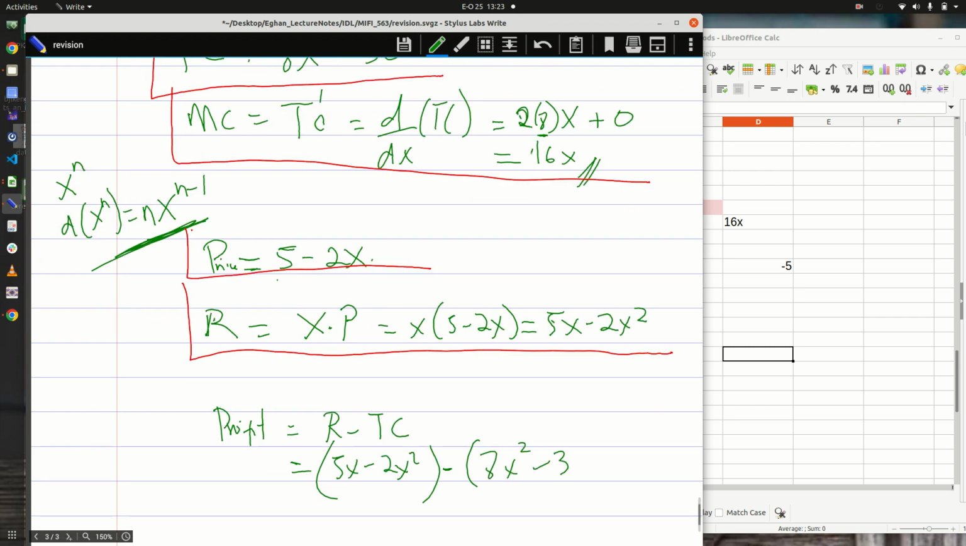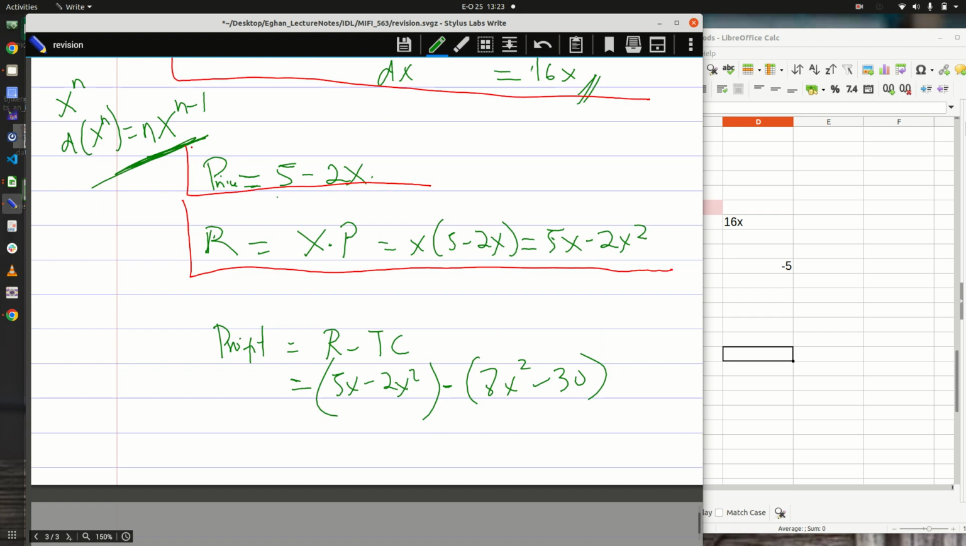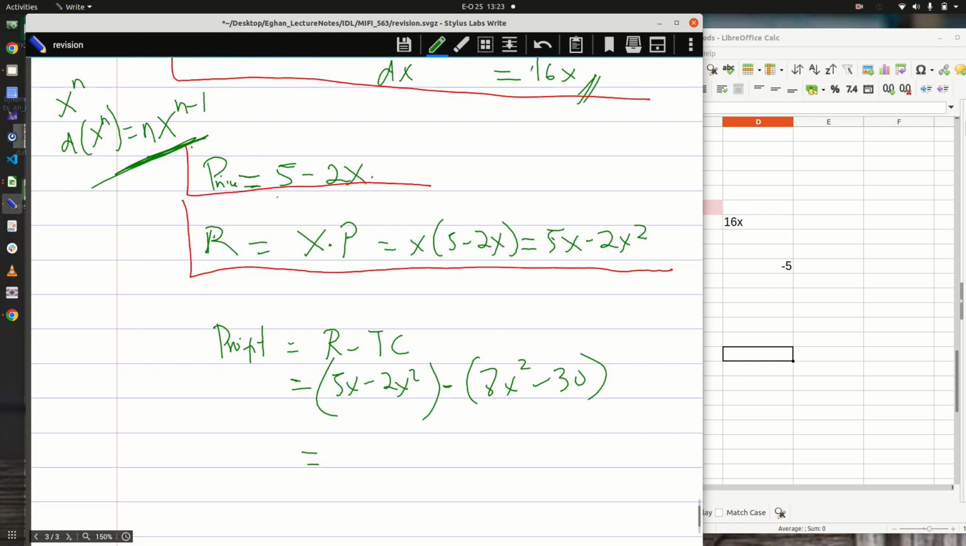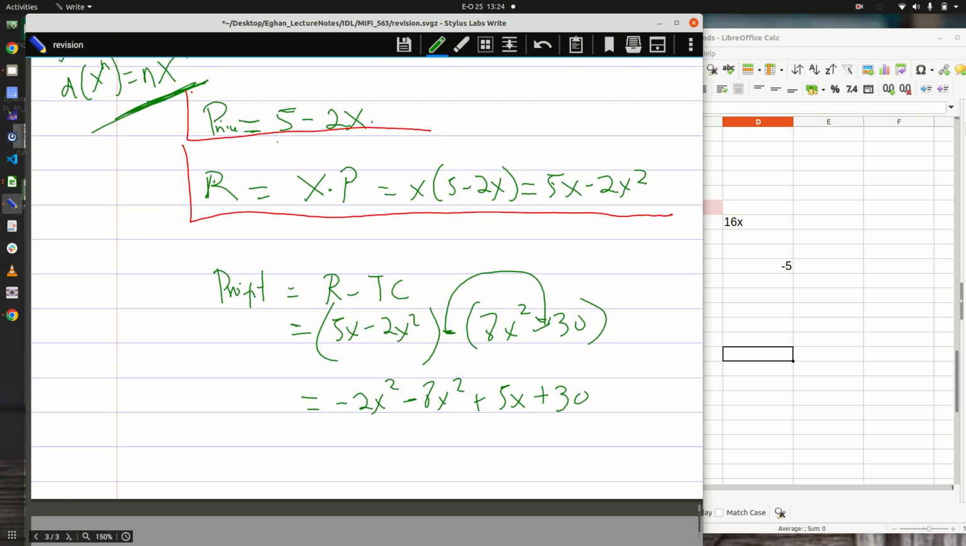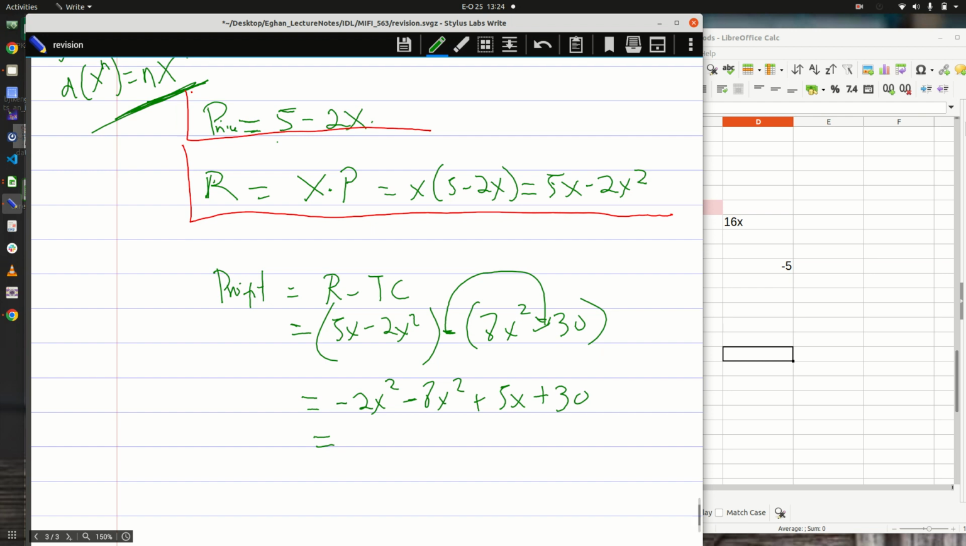You should be able to do this difference. We take them coefficient by coefficient. Let me expand this. So I have negative 2x squared minus 8x squared plus the 5x. Negative multiplying negative becomes positive 30. And this will be equal to, what do I get here? Negative 10x squared, because they are the same, plus 5x plus 30 as my profit function P.